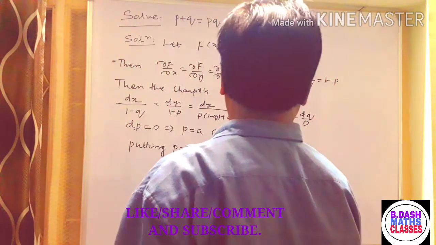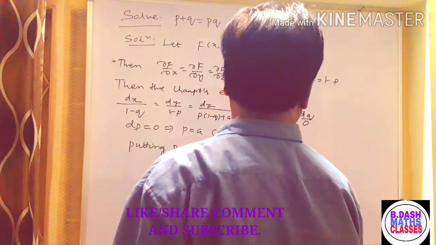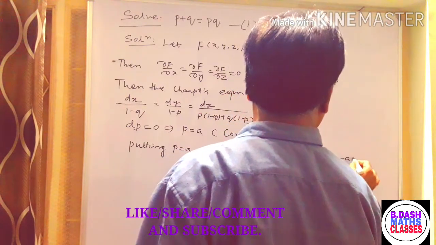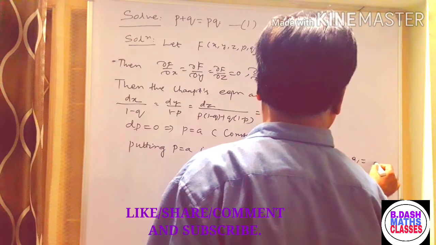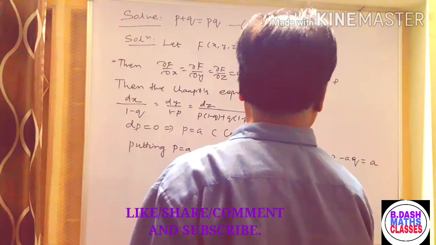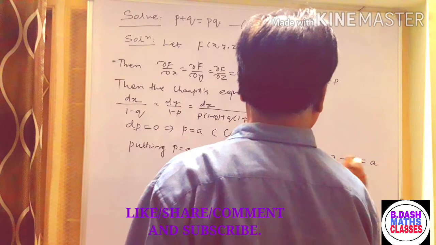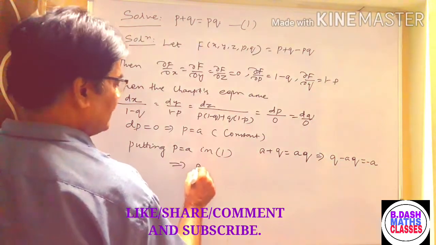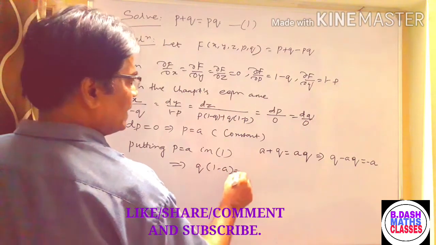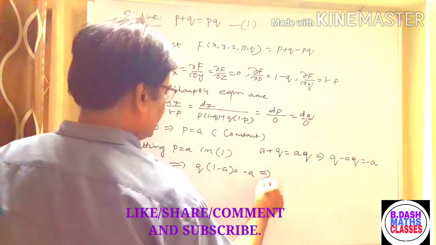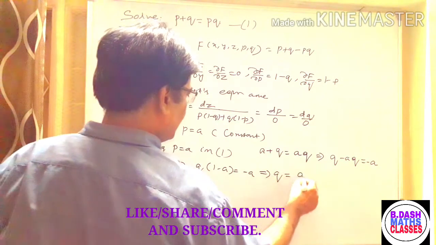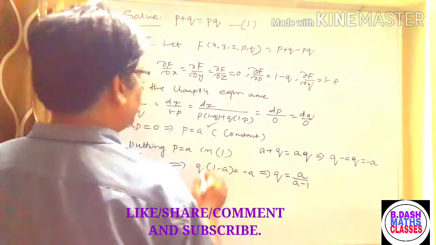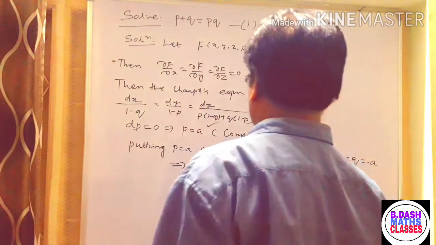a plus q is equal to aq. This implies q minus aq is equal to minus a. This implies q into 1 minus a is equal to minus a, or q is equal to a by a minus 1. So here we have p and we are getting q.